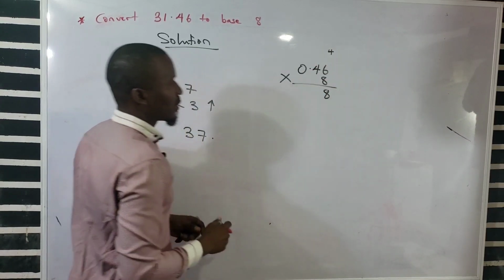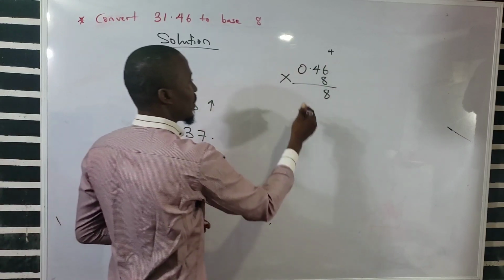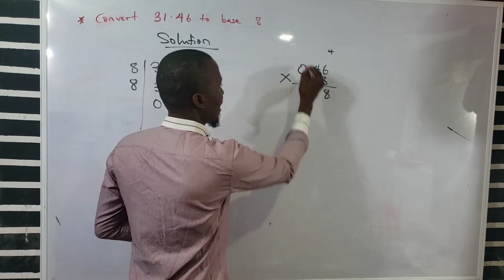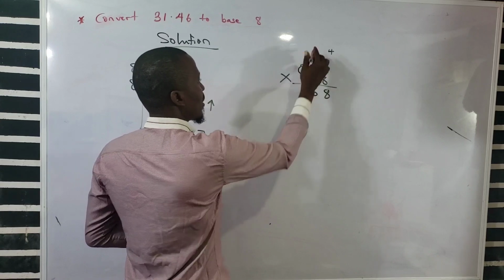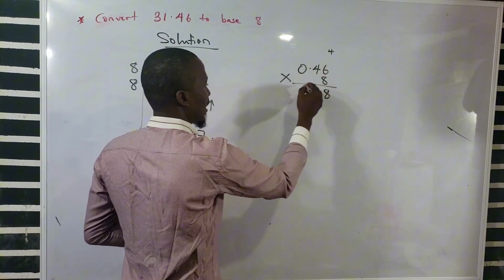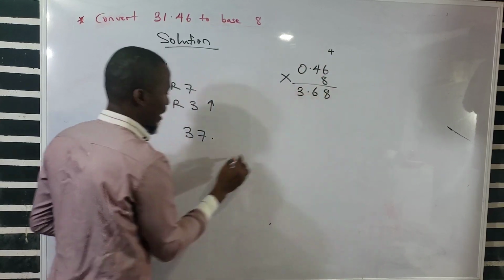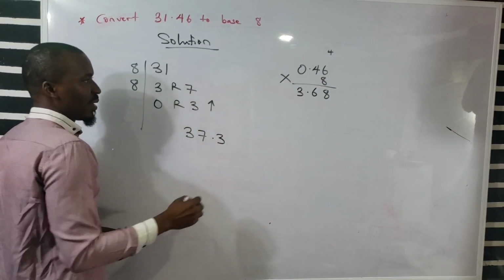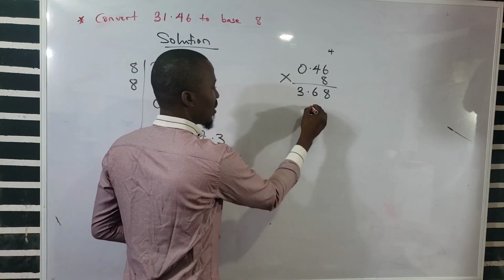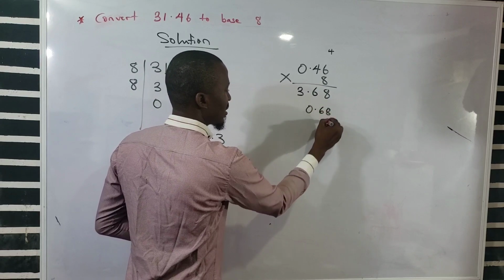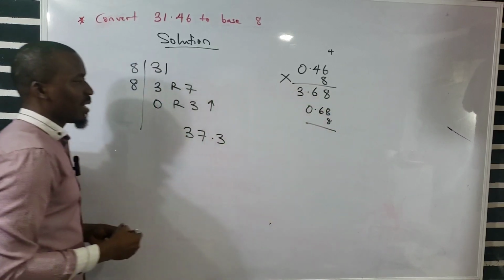8 times 4, that will give us 32 plus 4, 36. So write 6 and take our 3. 8 times 0, that will give us 0 plus 3, that will give us 3. So we'll take our 3 and put it here. Then when you extract 3, you have 0.68. Then you are multiplying by 8.